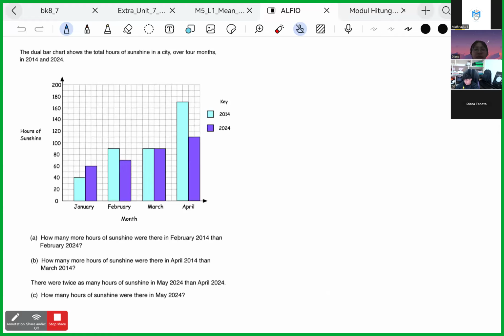Okay, read the question, please, from the very first sentence. The budget of the total house of sunshine is over 4 months in 2024. How many more hours of sunshine were there in February 2024 than February 2014? There were 20 more. How many more hours of sunshine were there in April?